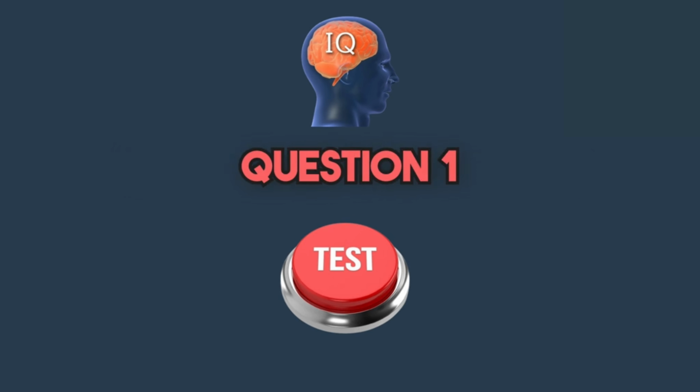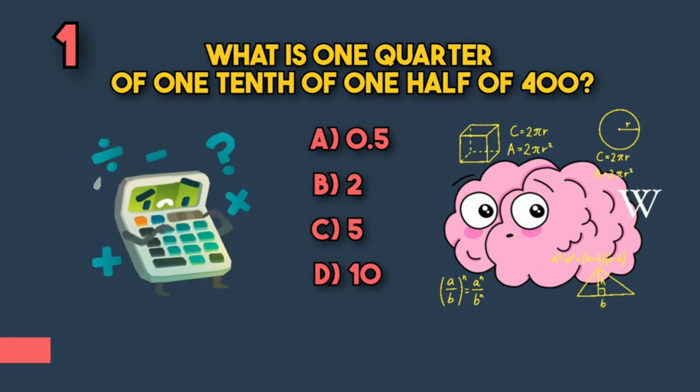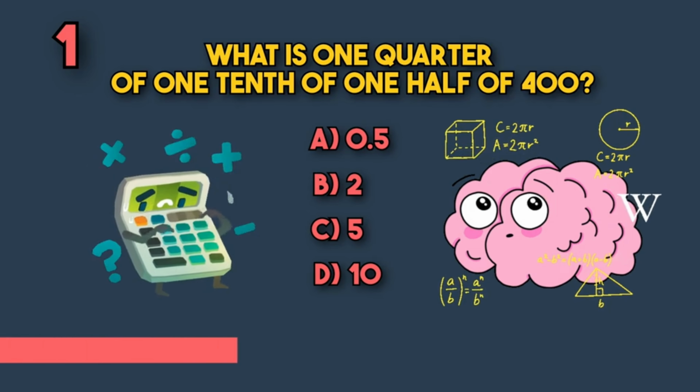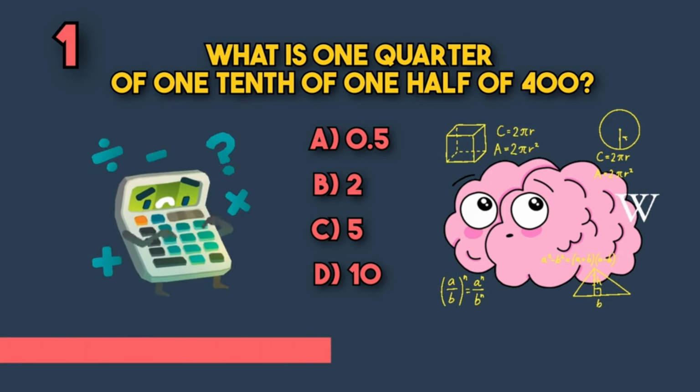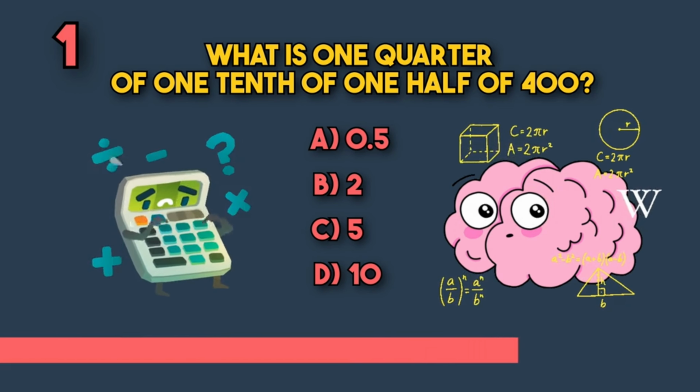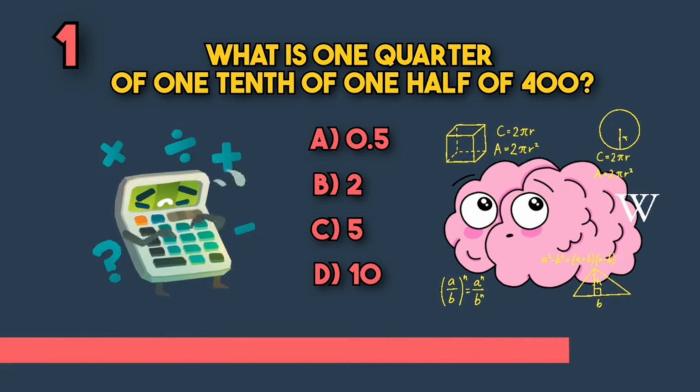Now let's start with question 1. What is 1/4 of 1/10 of 1/2 of 400? The answer is C, 5. First, 1/2 of 400 is 200. 1/10 of 200 is 20. 1/4 of 20 is 5.